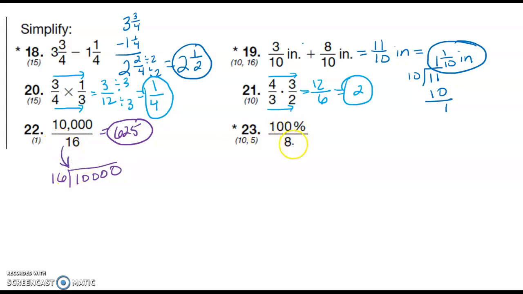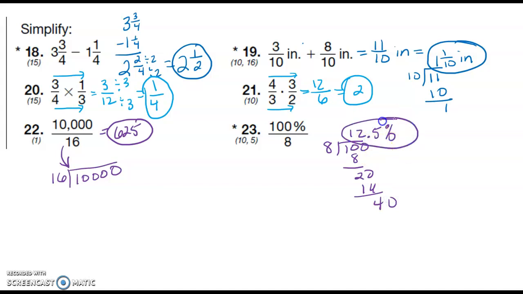Okay? And then 100% divided by 8. So 8 goes into 100 not evenly. So that's 8, 20, that's 2, 16, 4. So if I put a decimal here, I could get 12.5%. Or you could do 12 and you have the 4 left over, 4 over 8 and reduce to 12 and 1/2. Either way.